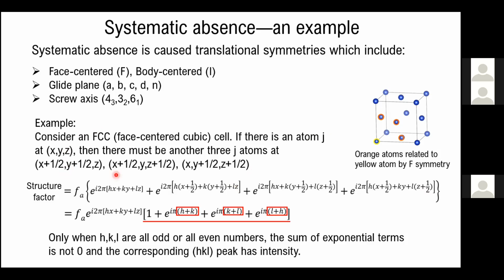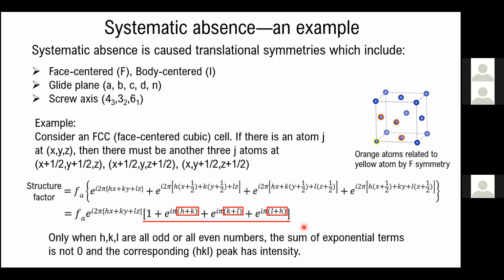Yeah, so this one is basically our example. I think probably this is also shown in some of the textbooks. This is showing how the FCC lattice can give rise to the systematic absence, right? So we have the translational symmetry, which is F here, and after some pretty simple, straightforward mathematical derivations we can arrive at this final term, right? And we have the magnitude and the phase. Hope you can still recognize them.